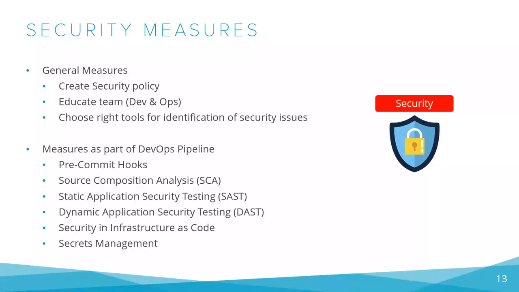There are different activities involved. These are pre-commit hooks, then software composition analysis, SCA. Next one is static application security testing, SAST. Then we have dynamic application security testing, DAST. Then security in infrastructure as code, and secrets management.